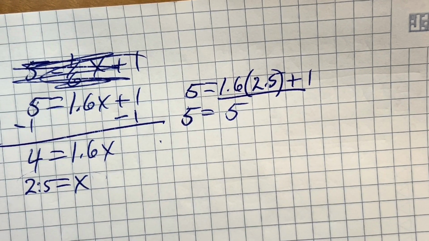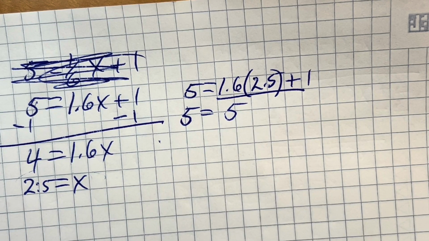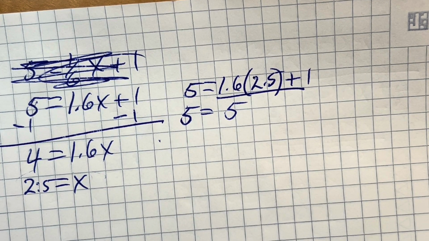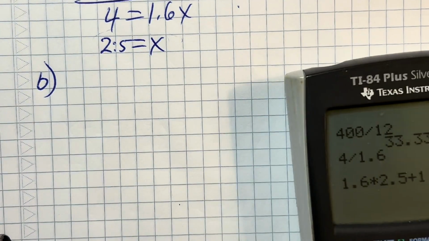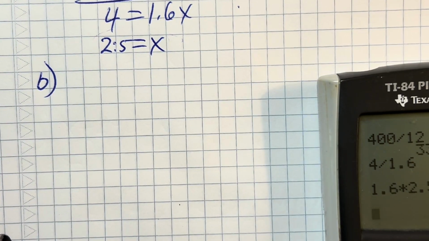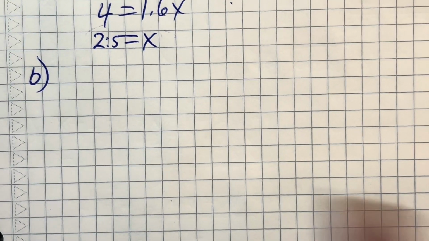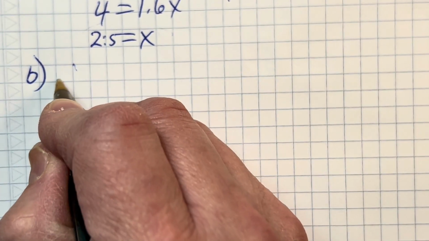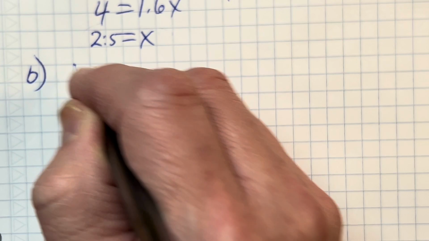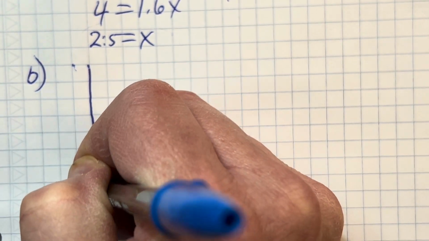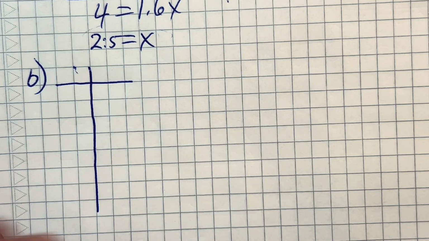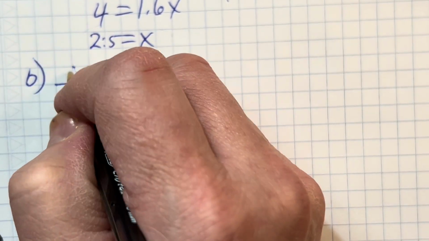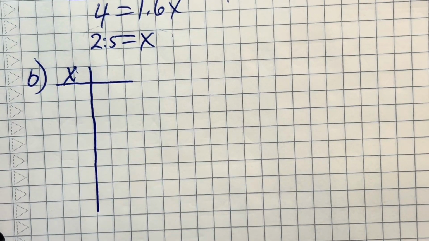Complete a table for y equals 1.6x plus 1. Then, on graph paper, graph a line. Okay, well, I'm going to use my calculator here because it'll help me multiply numbers a little quicker. All right, let's make a table. We can make a table horizontally or vertically. I like to make mine vertically. We call this a T-chart. So we put our x here for an ordered pair.